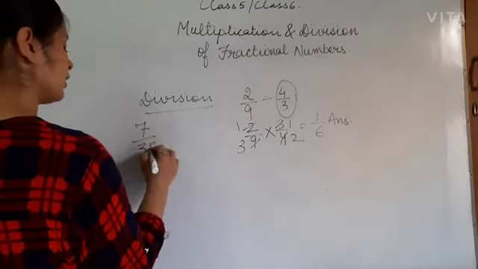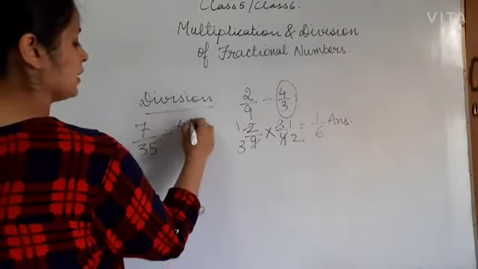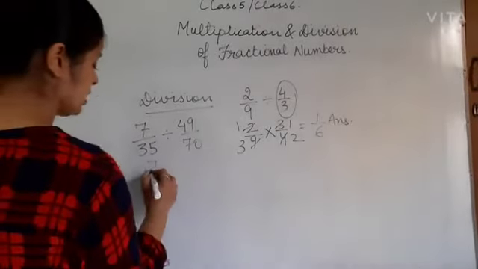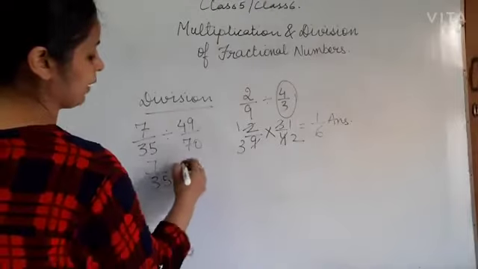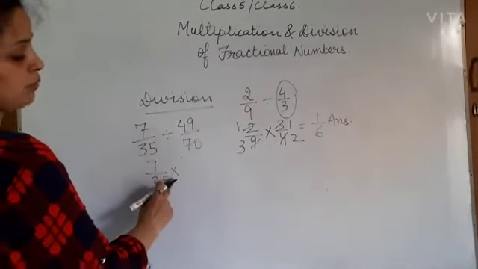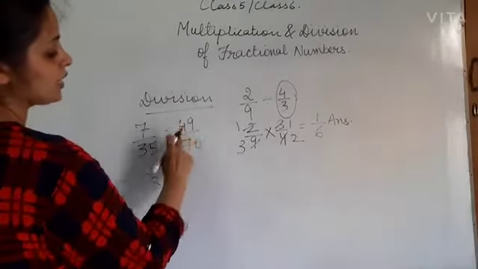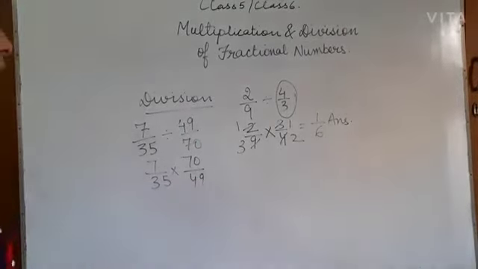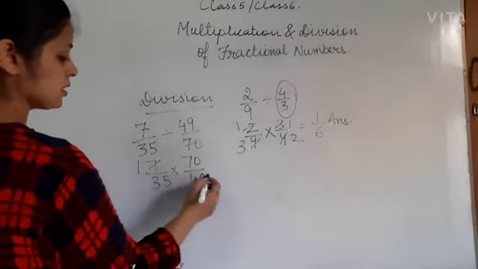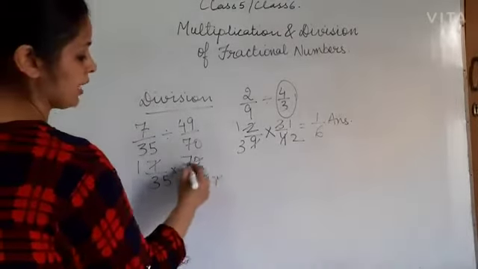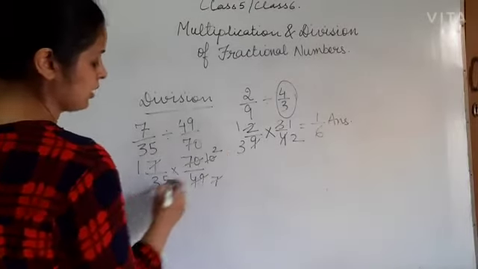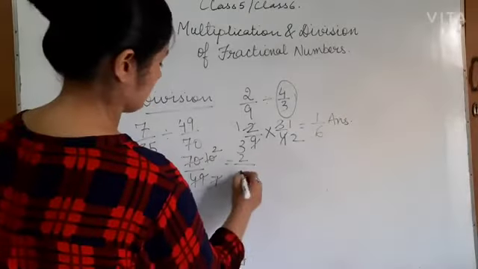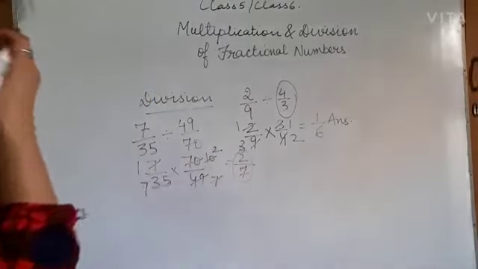I can take one more example. 7 upon 35 divided by 49 upon 70. Again the same thing, 7 upon 35 multiplied by, the divide sign is changed to multiplication, and with that I take the reciprocal of this, 70 upon 49. Now do the cutting. 7 1s are 7, 7 7s are 49, 7 10s are 70, 5 2s are 10, 5 7s are 35. So I am left with 2 1s are 2, 7 1s are 7. So 2 upon 7 is my answer.